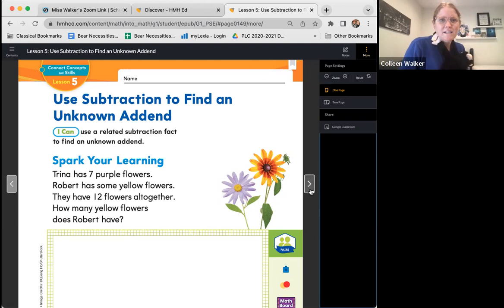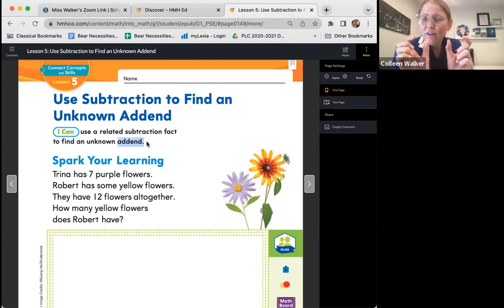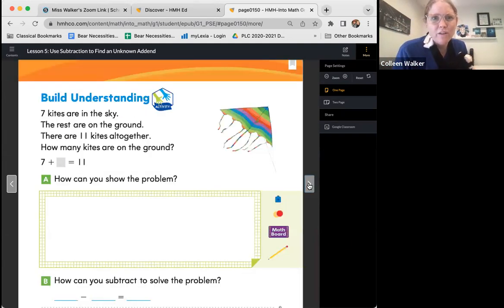Awesome. So friends, I just want to review with you. I just want to make sure you remember what addend means. So an addend is when you're adding two numbers together to come up with a sum. The two numbers that you're adding, those are called your addends. I just wanted to review that with you.